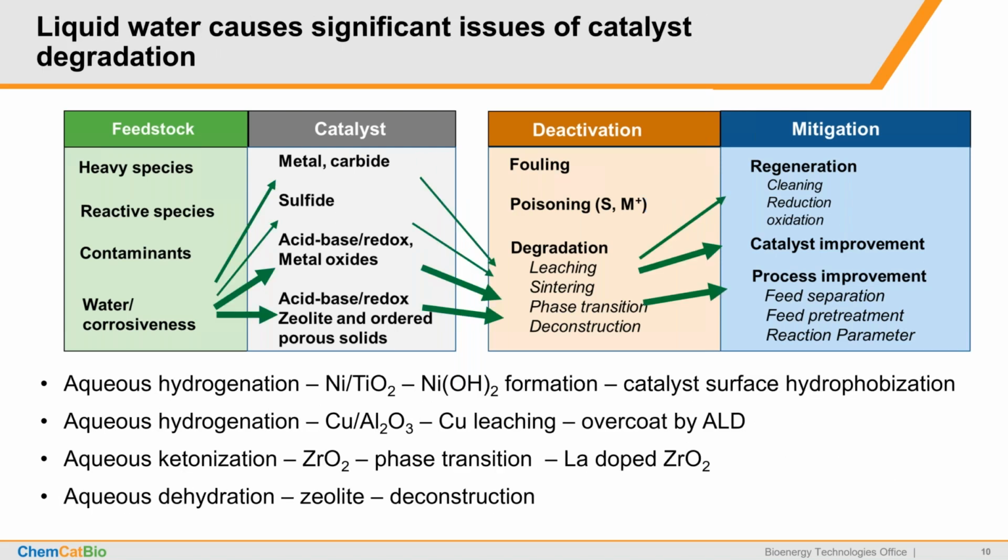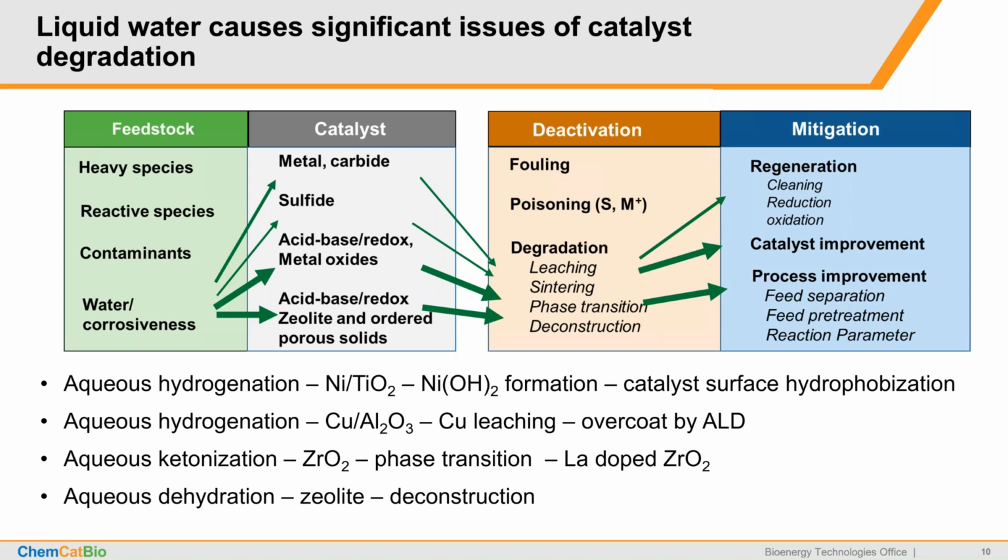The last one is water and corrosiveness. I just mentioned that there is lots of water involved in biomass conversion processes, and in this case it really impacts a lot of metal oxide-based catalysts and zeolite-type catalysts, causing catalyst sintering, degradation, or phase transition. The way to mitigate those deactivations is either by catalyst improvement, to make the catalyst more robust towards those water issues, or by process improvement, especially removing water to get a relatively clean, pure organic feedstock for this chemistry.